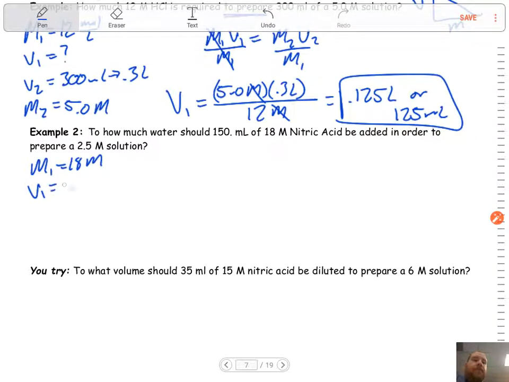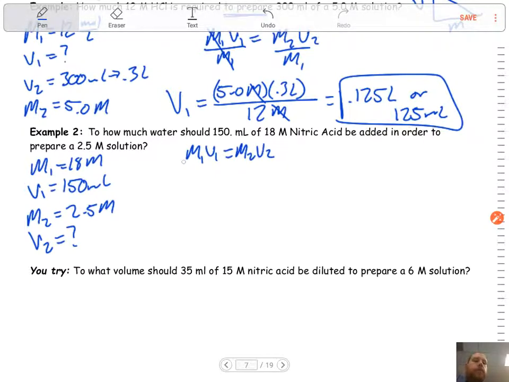So V1 is 150 milliliters. Okay. Added in order to prepare this. So we know our second molarity, 2.5 molar, and then V2 equals question mark. Okay, so same thing, M1V1 equals M2V2. So we need to solve for V2, divide by M2 because they're multiplying. So V2 equals M1V1 all over M2.